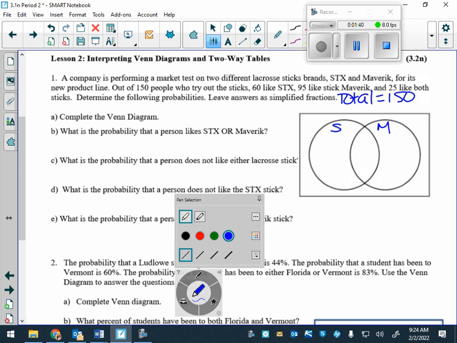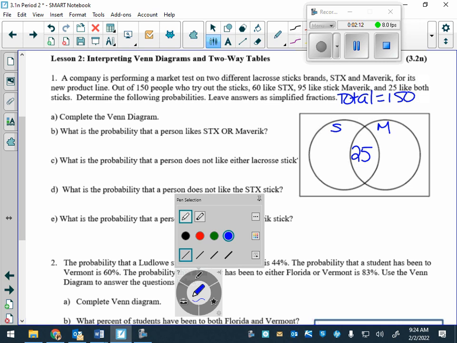What's one thing that we could take care of right now? Kate? And where would that go? Good. 25 would like both. Okay, so we know that. We're taking care of the both. One thing with Venn diagrams, you want to work inside out. Okay? So, we know 25 like both. Now, we know 60 should be this circle, right?